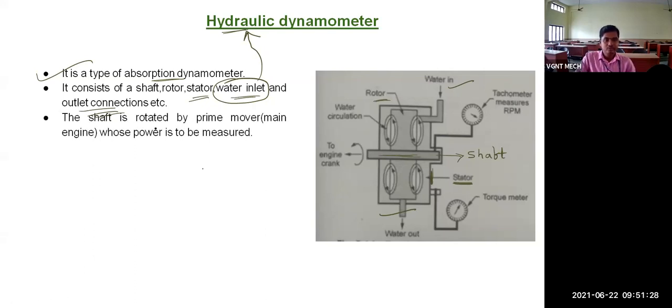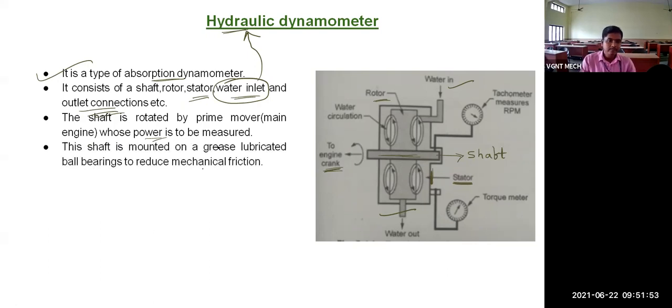This shaft is rotated by the prime mover or main engine whose power is to be measured. Because this shaft is connected with the engine crank. When the crankshaft of the engine rotates, this shaft will also rotate. And from here, we can measure the brake power of the engine.